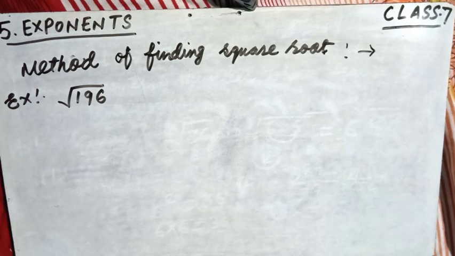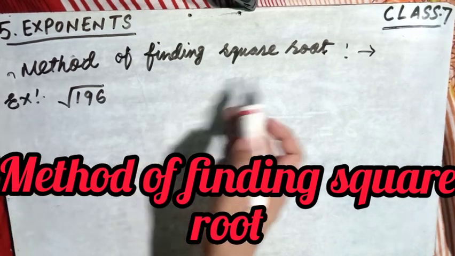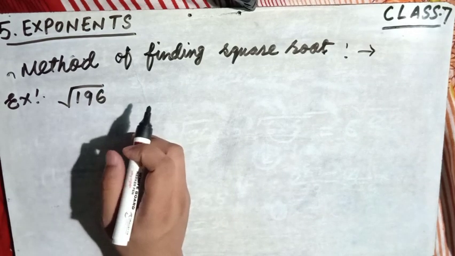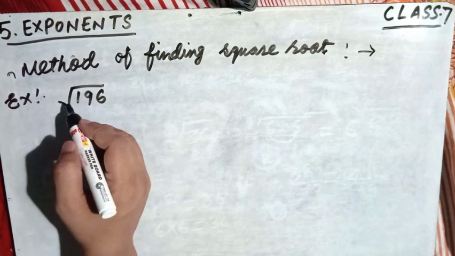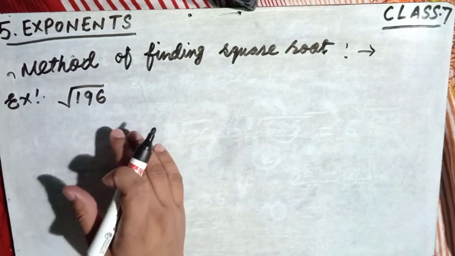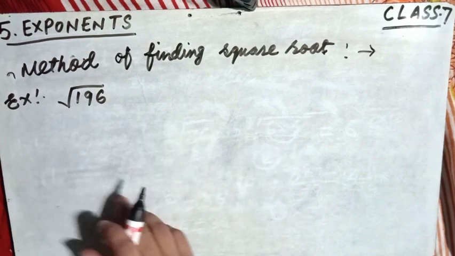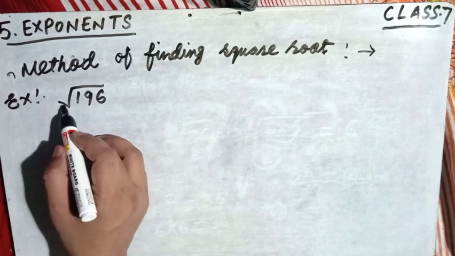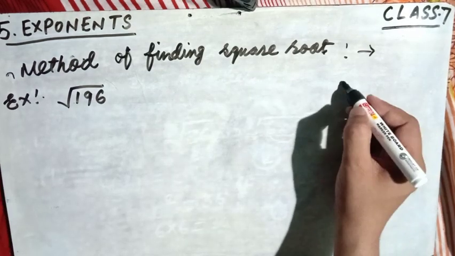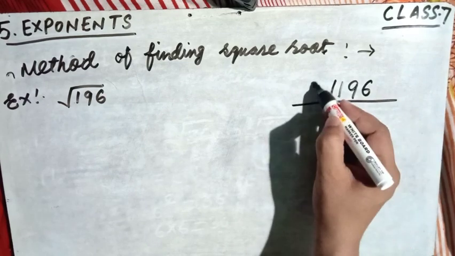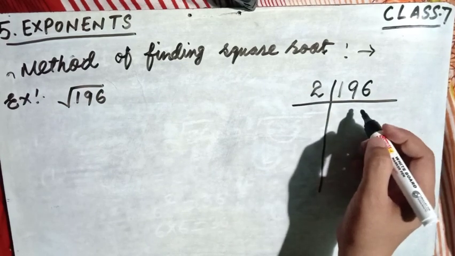Now friends, see the next point, how to find the square root. The method of finding a square root: whatever number is given, first of all find the prime factors of the given number and try to make pairs of the same number. As an example, find the square root of 196. Find the prime factors first.